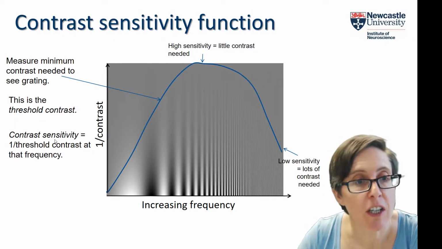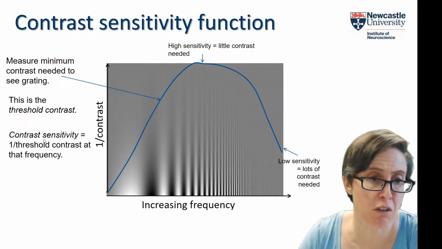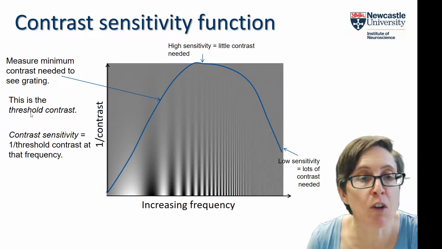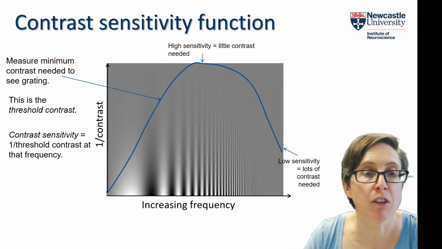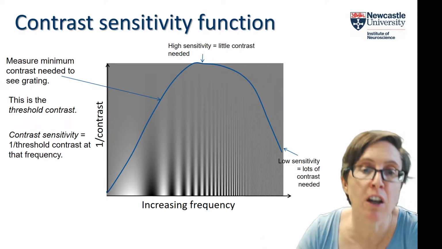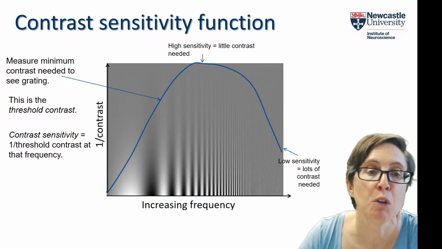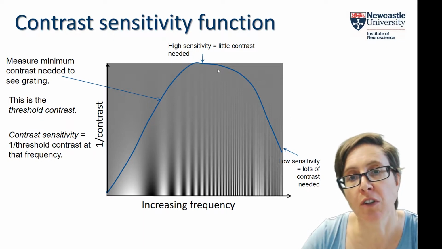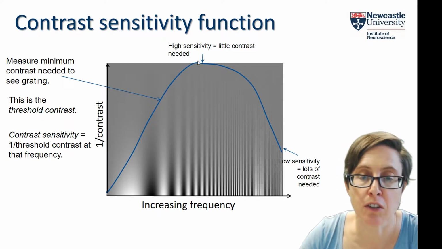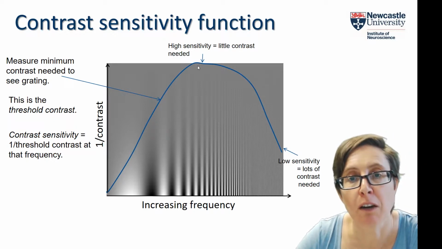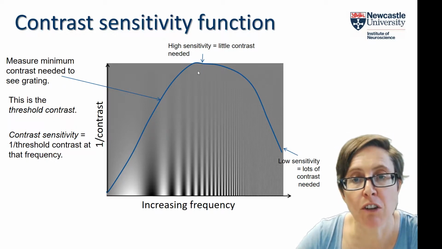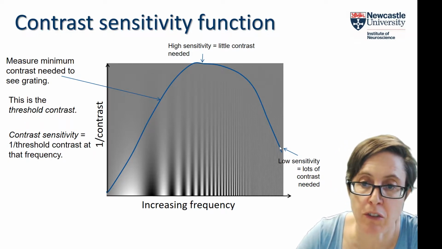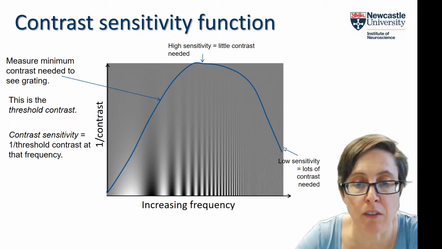Contrast sensitivity is simply defined as 1 over the threshold contrast. So if your threshold is low, that means your vision's really good and your sensitivity is high. If your threshold's high, that means we need to provide a lot of contrast before you can see something because your sensitivity is low. So this graph is drawn so that sensitivity is highest at the top and lowest at the bottom. So here we have high sensitivity, very low threshold, little contrast is needed, and down here lots of contrast is needed, and therefore you've got low sensitivity.